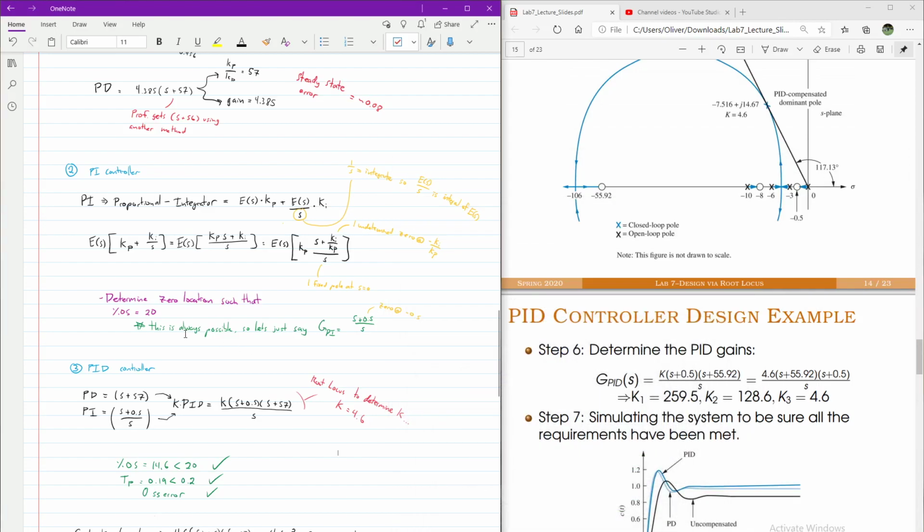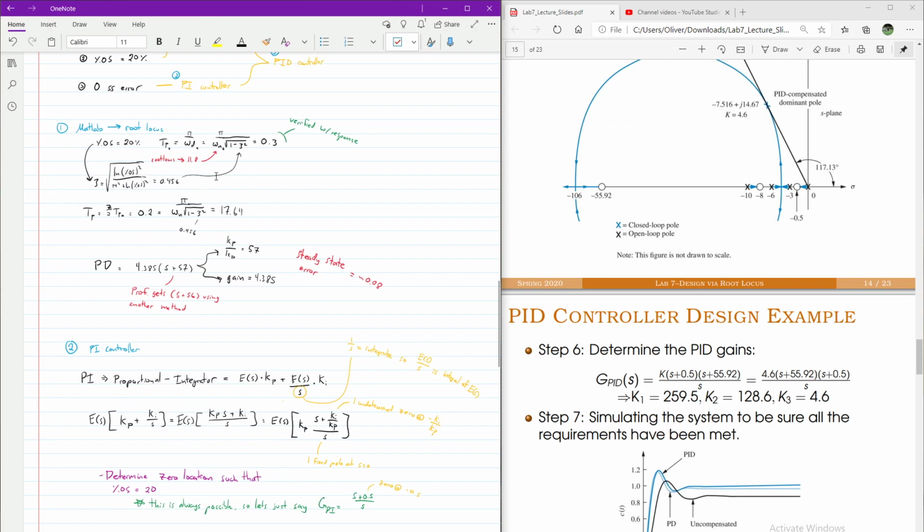All right, so we've done the PD part. What we need to do now is do the PI part. The PD has gotten us such that we have an overshoot of 20%. It's great. And we've reduced our peak time to 2/3 of what it was. That is cool. But we still have steady state error, right?